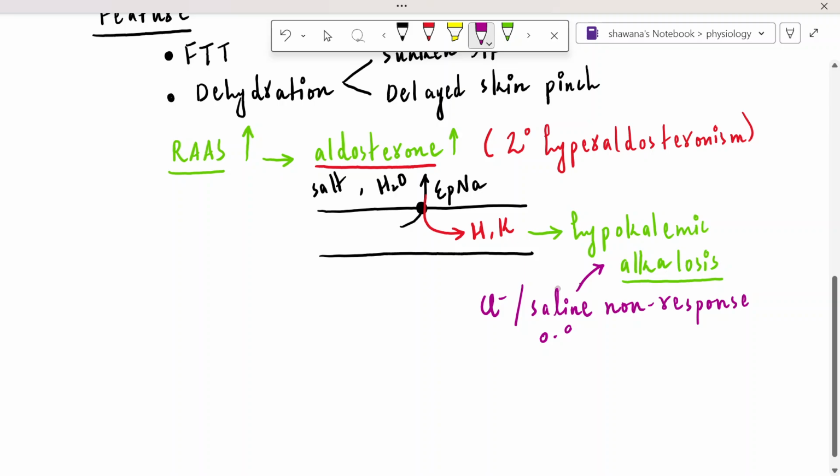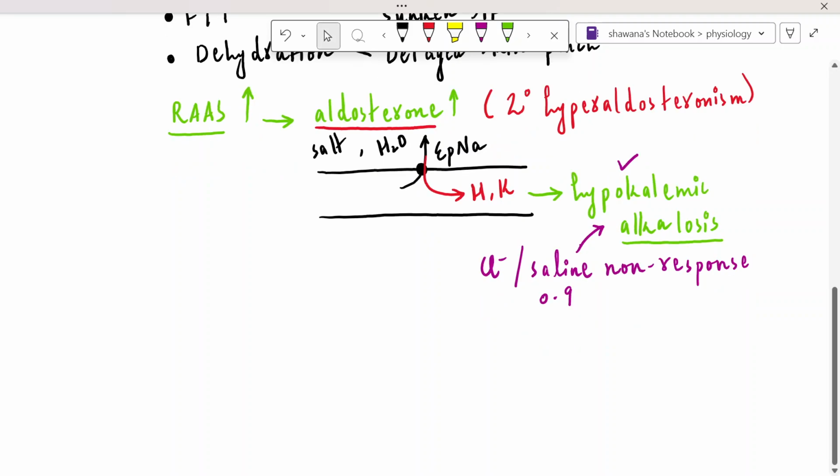But in case of Bartter syndrome, the main problem is not hypovolemia. The main problem is hypokalemia. It can be hypercalciuria, it can be alkalosis, it can be hypovolemia, it can be hyperaldosteronism. So there are a bunch of other problems. Despite saline administration, the patient will not respond. That is very important to understand.